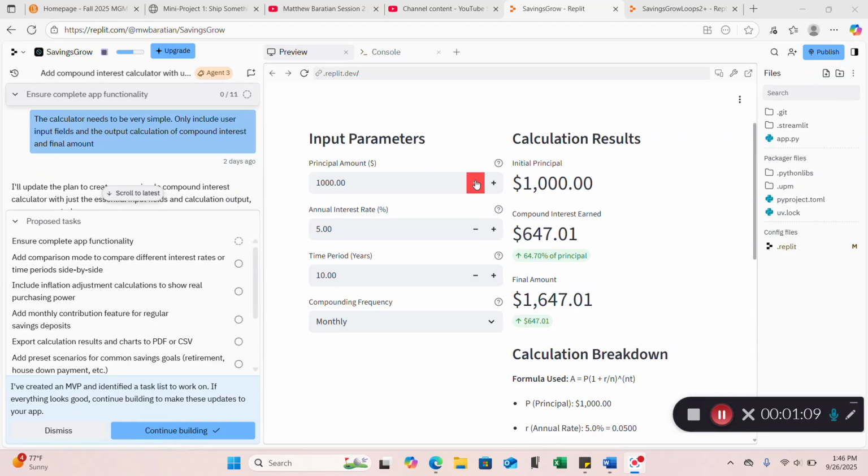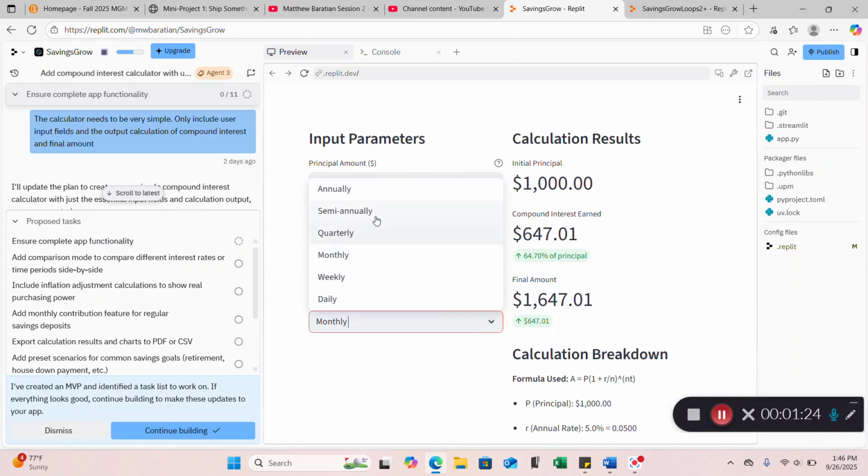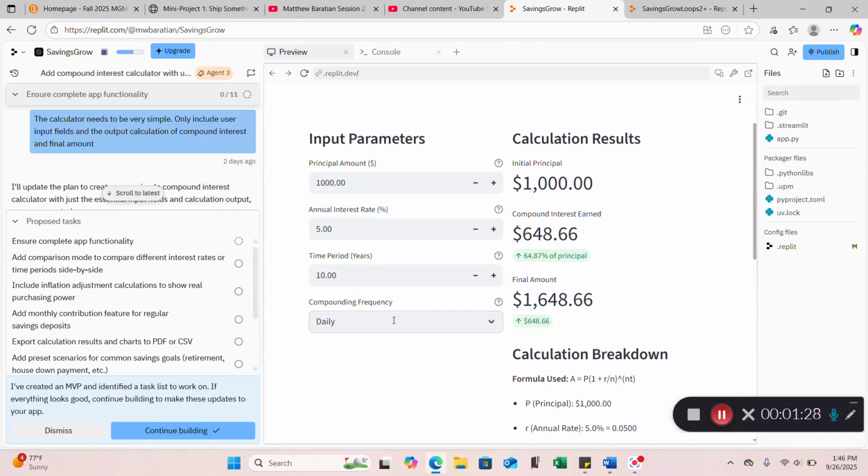So with this, you can change the amount and it will alter your numbers in real time. So I can alter any of these inputs and it will just automatically update it for me on the screen in real time. With compounding frequency, I have the ability to go from annually all the way down to daily if I wanted to. It really just depends on what I'm trying to do.